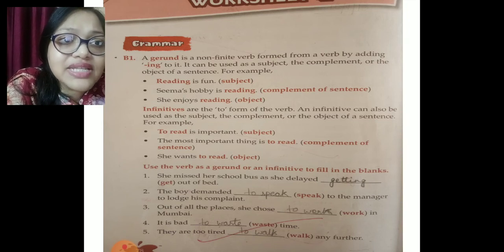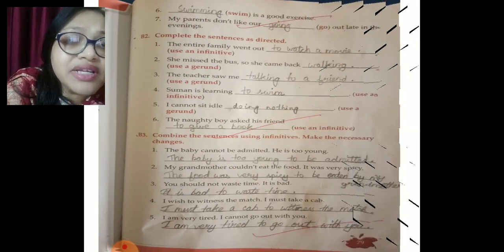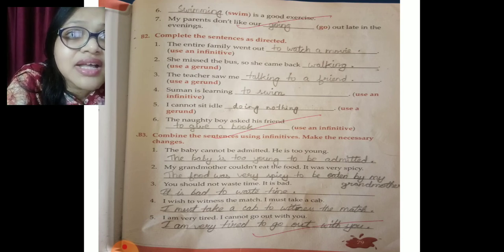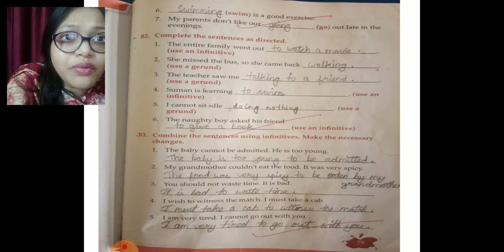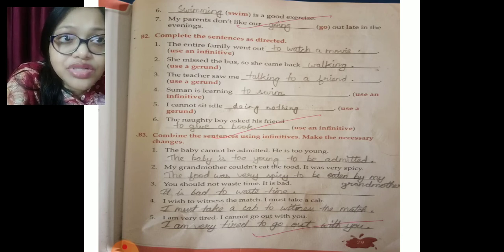Moving on to the next slide. Similarly, children, over here in B2, you have to complete the sentences as directed. The entire family went out. So you have to use an infinitive in order to fill the rest of the sentence. So here what you can write: the entire family went out to watch a movie. So as infinitive is told, you need to use to.